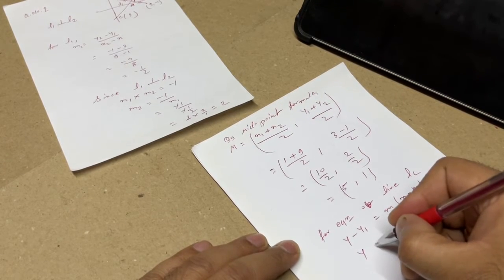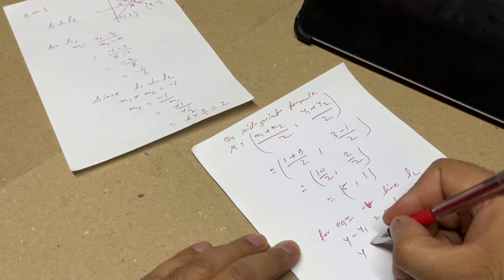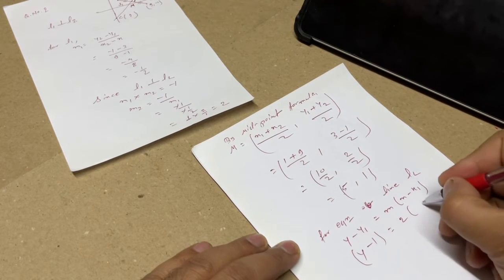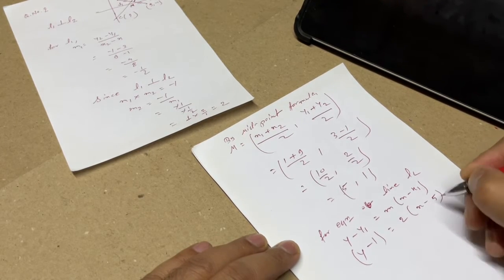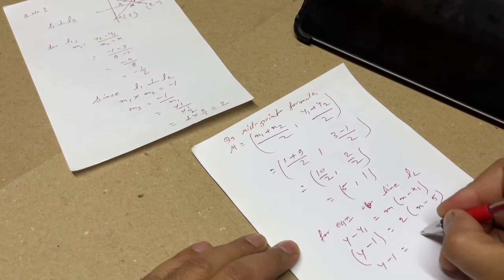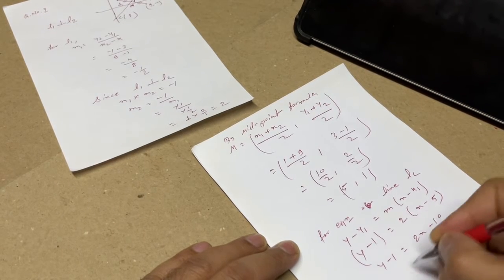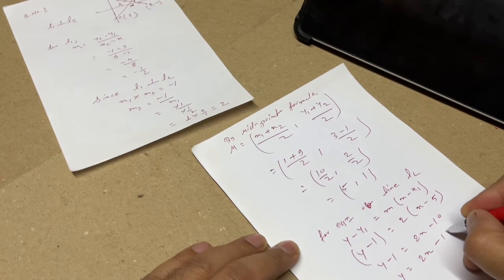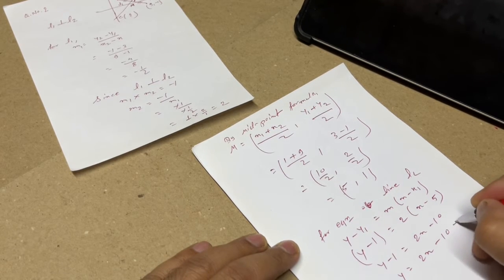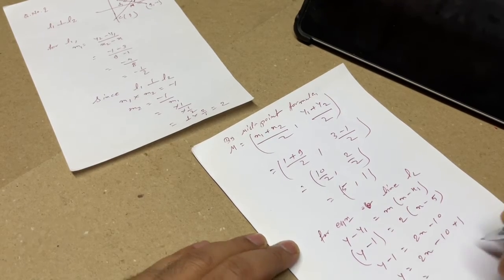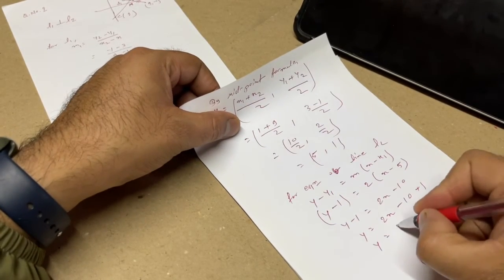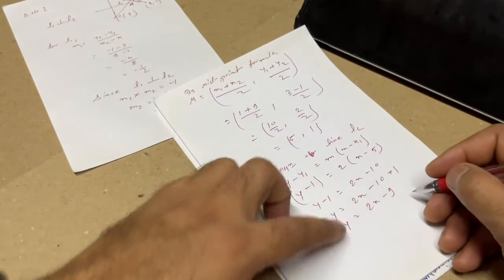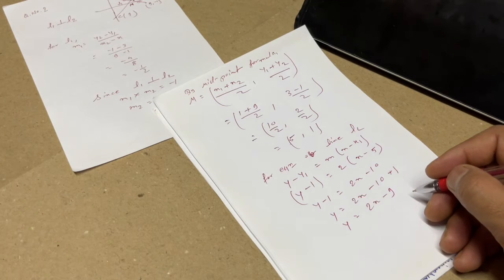So what is y1? y1 is 1. What is m? 2. x minus 5. Now y minus 1 is equal to 2x minus 10. So simply y is equal to 2x minus 10 plus 1. So y is equal to 2x minus 9.